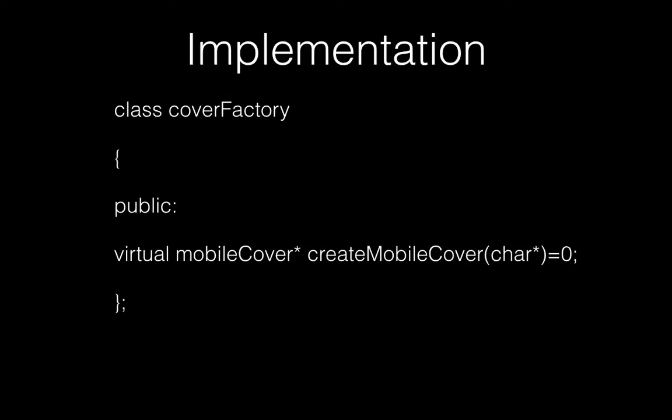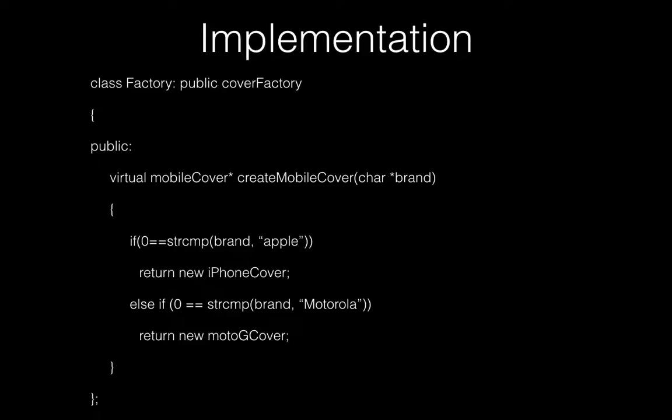Here, cover factory is again our abstract base class. It would have a method called create mobile cover, and it would accept brand name as an input, and depending upon the brand name it would create different products. Factory is the concrete class which would provide implementation for create mobile cover, and depending upon the brand it would either create iPhone cover or Moto G cover.